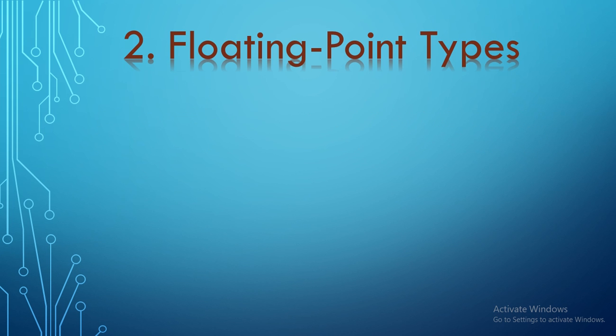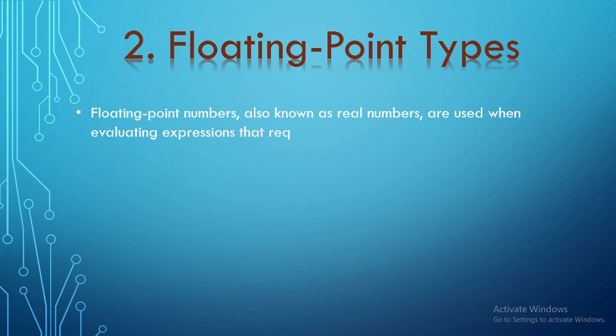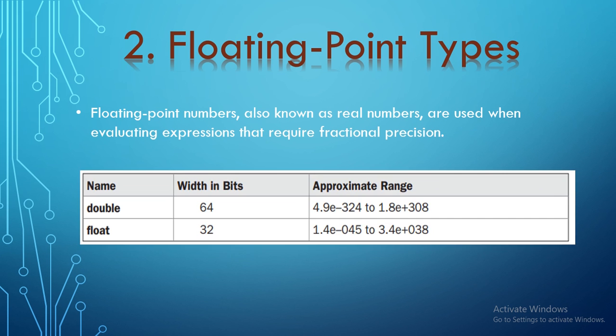Now the second category is floating point types. Floating point numbers, also known as real numbers, are used when evaluating expressions that require fractional precision. So we have two floating point data types: the first one is float, the second one is double. Float has a width of 32 bits, and double is just double that of float.